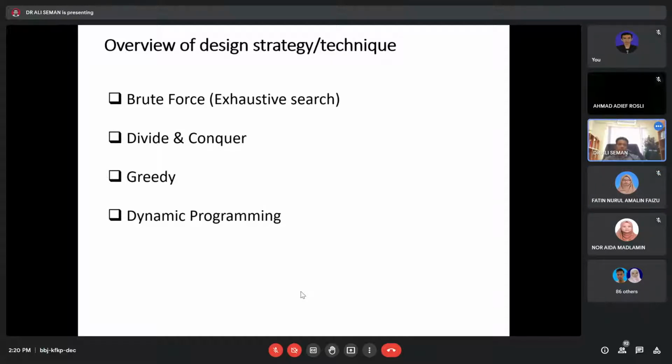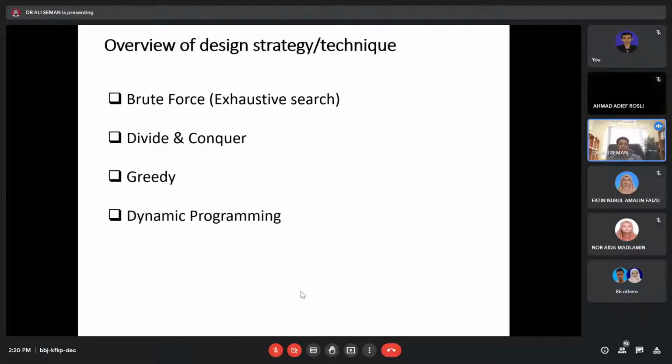Okay, good. Next is an overview of design strategy techniques. After you understand what a design strategy, design technique, and design paradigm are, these are the 4 important design strategies that we cover in our syllabus. We have only 4 out of maybe 10 altogether. We have brute force plus exhaustive search. We have the divide and conquer design strategy.